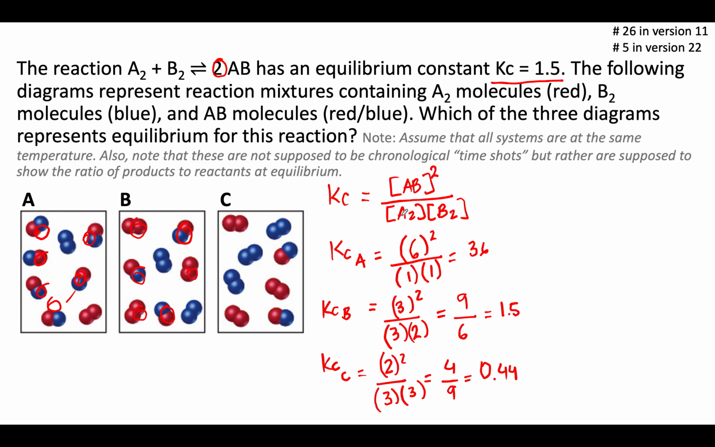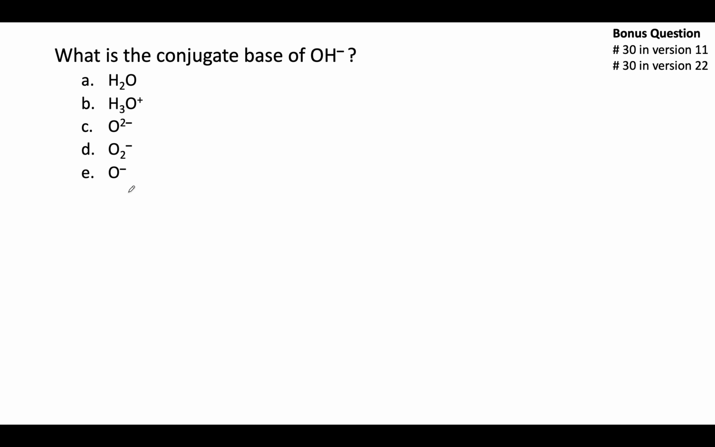So obviously in this case, only the Kc for B equals 1.5, which is the value of the ratio of products to reactants that we expected for this particular equilibrium. So the answer to this problem was B, and that is the same answer choice in both versions of the exam. The next two questions that were missed the most were actually bonus questions, so that is okay. That's not a problem because you will be tested on this later on.